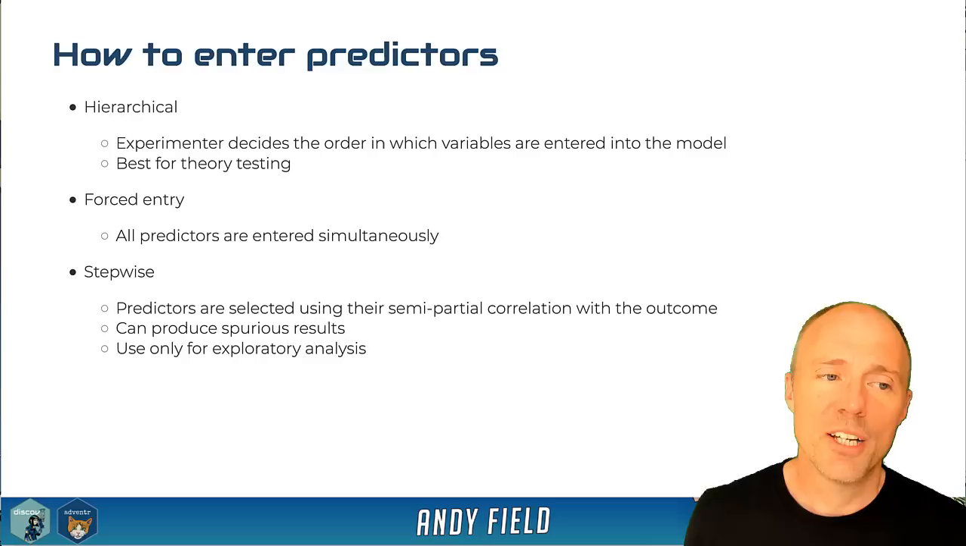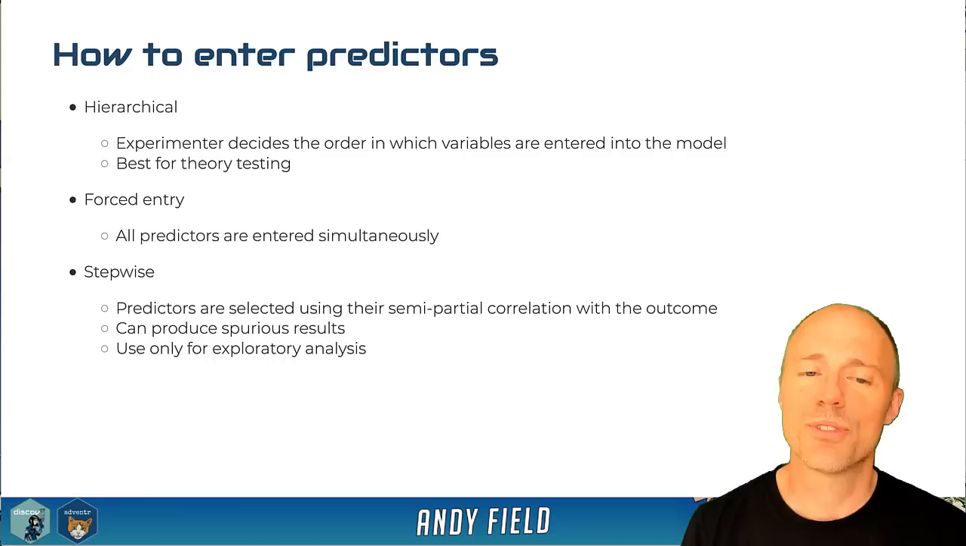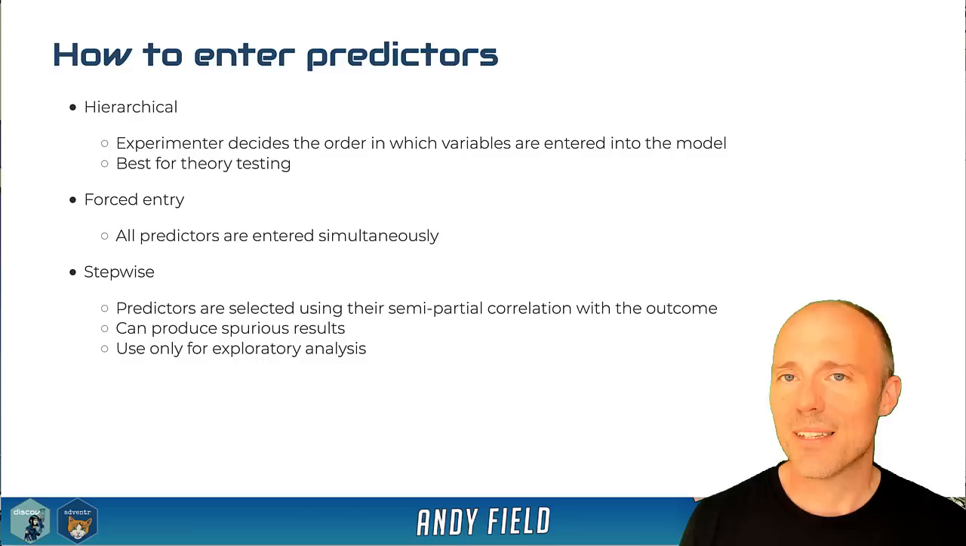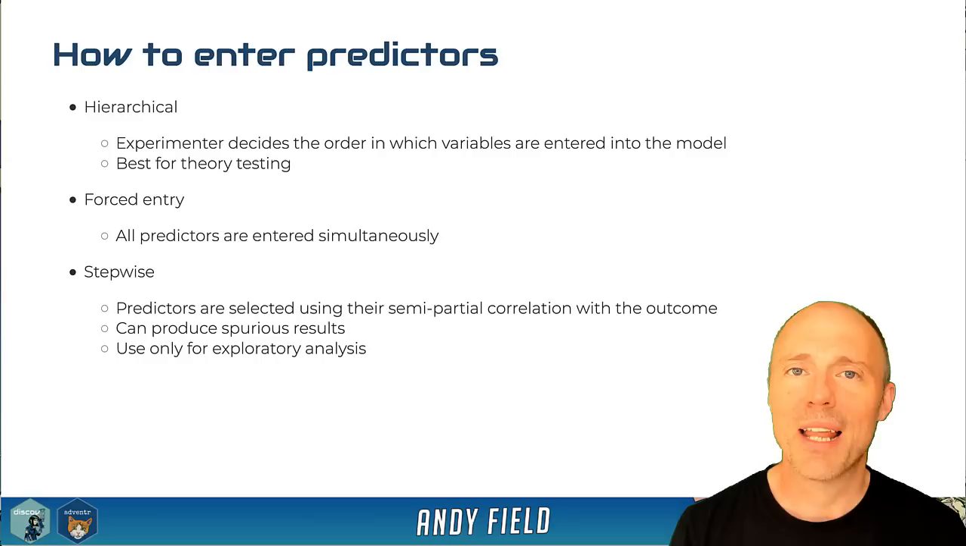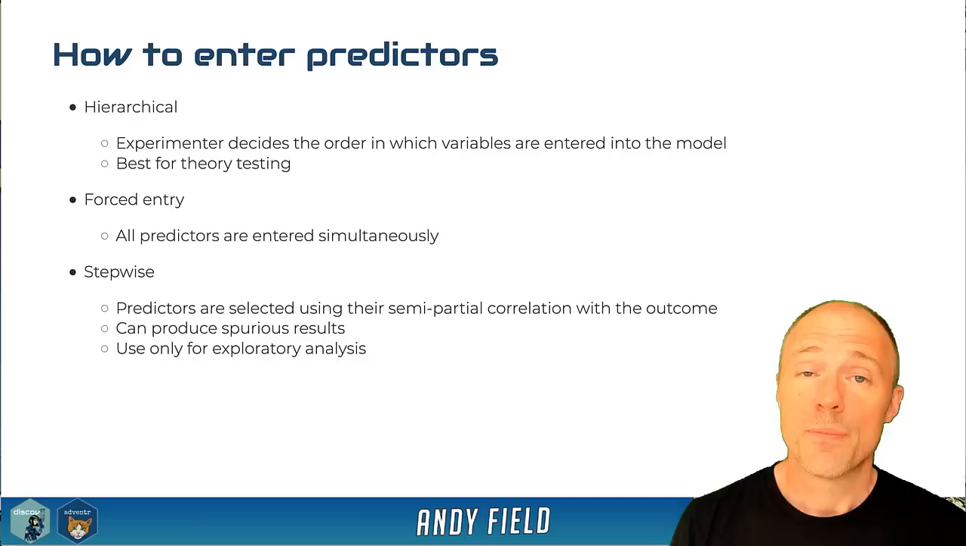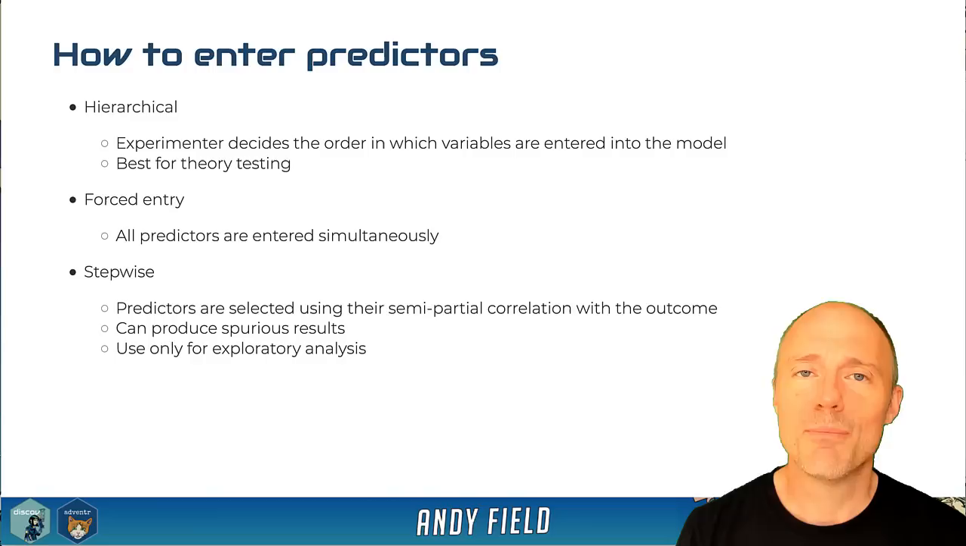And the final and worst option is to use something called a stepwise method. And this is basically where you use a statistical criterion to determine the order in which variables are entered. Basically what happens is the software fitting the model has a look at which of the predictors will make the biggest contribution to explaining the outcome variable, and it puts that variable in first. Having put that variable in, it looks around at the remaining variables that aren't in the model and says, well, of the remaining variables, which one, statistically speaking, is going to make the biggest contribution to predicting the outcome, and it puts that one in.